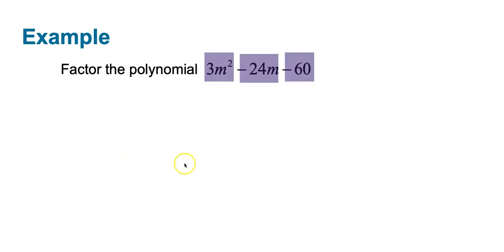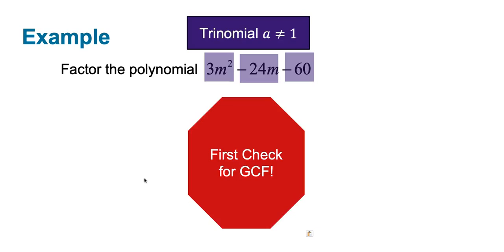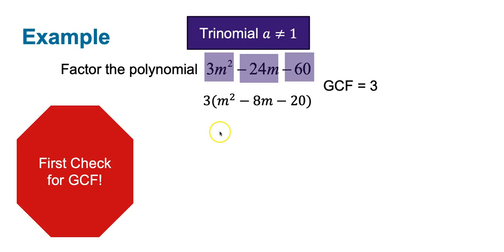This polynomial has 3 terms, and we're asked to factor it. Thus, it's a trinomial. However, notice that the leading coefficient is not 1. So as it stands, we cannot use the factoring strategy we did in the last 2 examples. However, before we keep going, we have to remember to check for the GCF. In this case, the GCF is 3. Thus, we can factor out the GCF, which results in this polynomial.